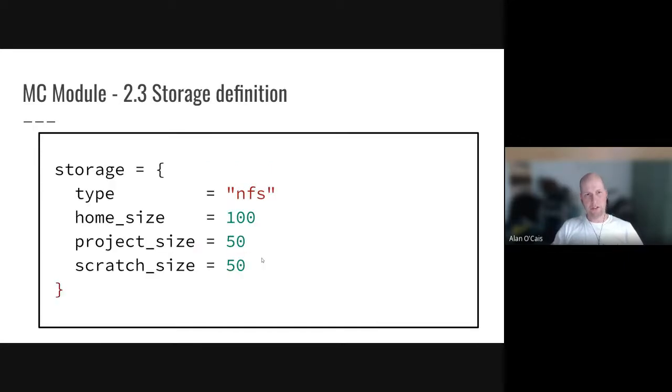As regards storage, right now I think there's NFS, and I believe that CephFS is supported now, but I have never tried it myself. I've only used NFS so far. And then you just decide the size. These are in gigabytes. So you can say the home directory is 100 gigabytes, and the project and scratch are only 50. But of course, you can configure these to whatever you want to use.